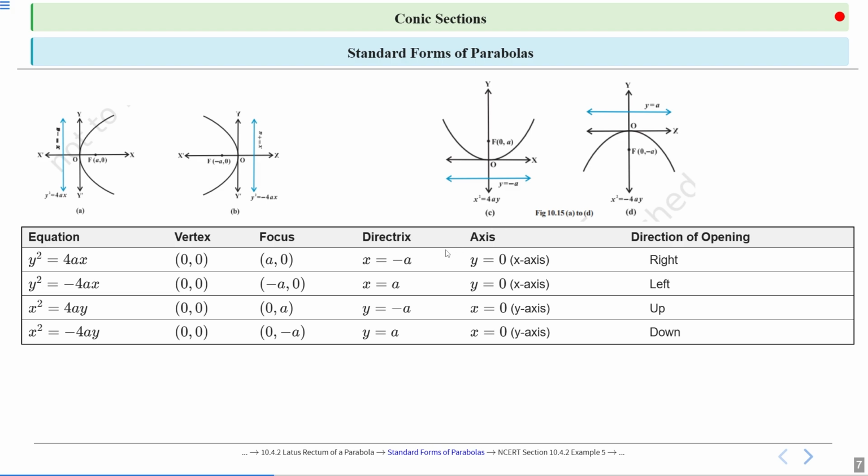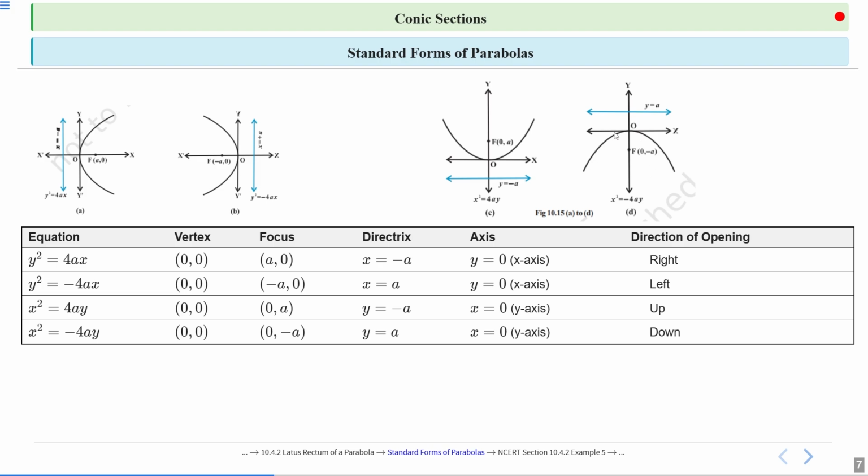Clear? And now look at this equation, x square equal to minus 4ay. For this equation, the diagram is basically this one. So this one is the diagram for x square equal to minus 4ay. What is the vertex for this parabola? Vertex at origin 0 comma 0. Okay, and the focus point is 0 comma minus a, and the equation of directrix is y equal to a. And the axis of parabola is the y-axis, that is x equal to 0.